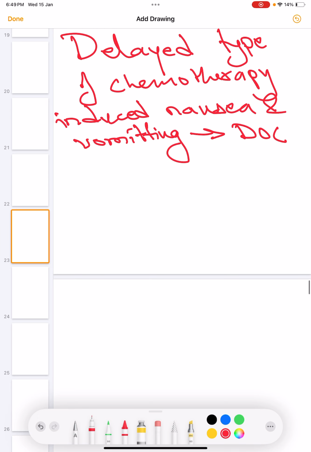Now what are the adverse effects? Usually they have a good safety profile. The adverse effects are fatigue and dizziness.